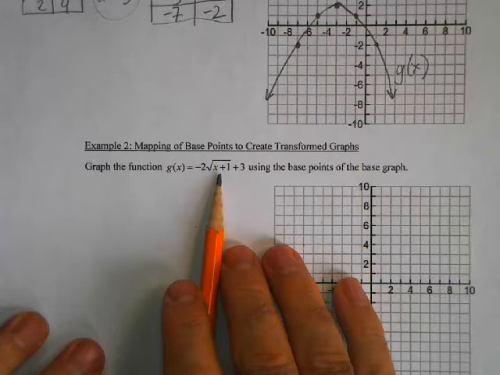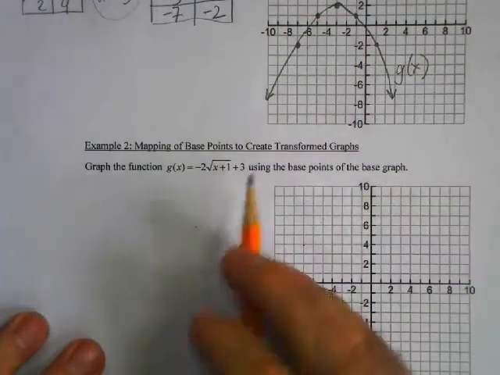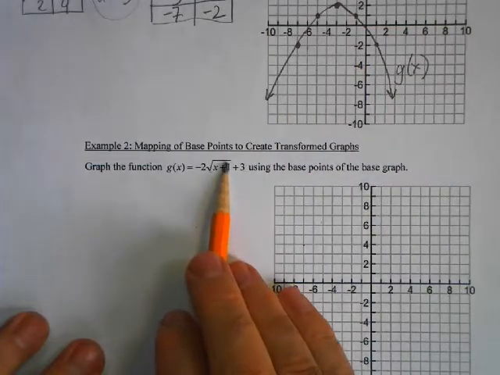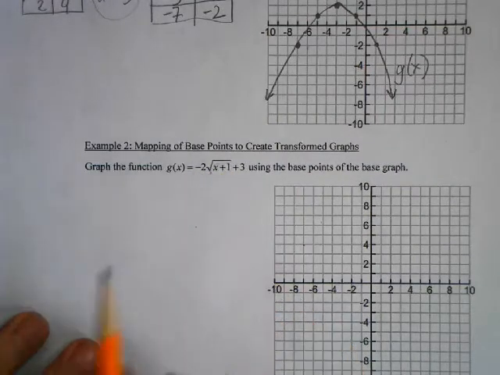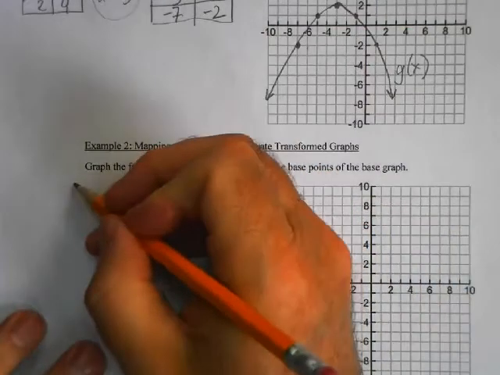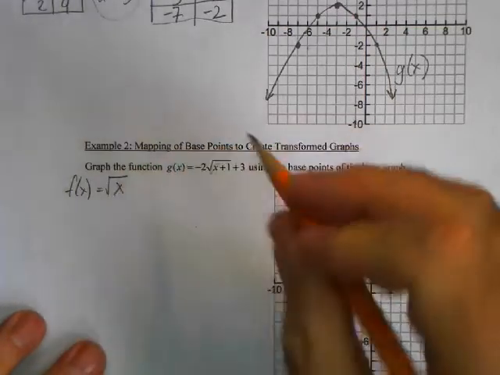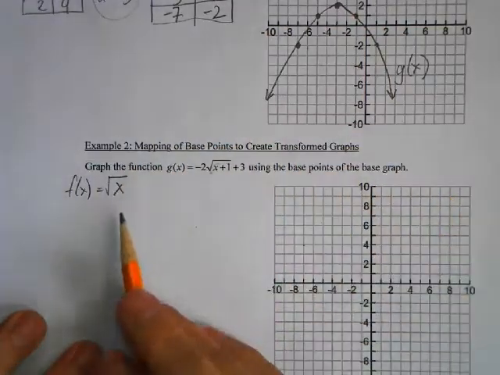They've got a certain identifier that tells you what it is, and this one's probably the most obvious. You see a square root in your transform function. You know that the base function was f of x equals square root of x. Or if you saw something being squared, you know it's x squared.